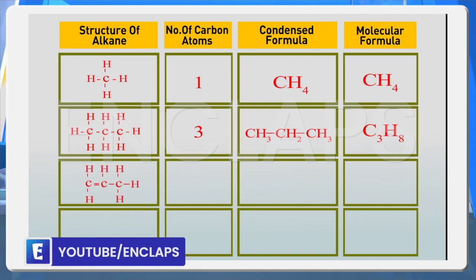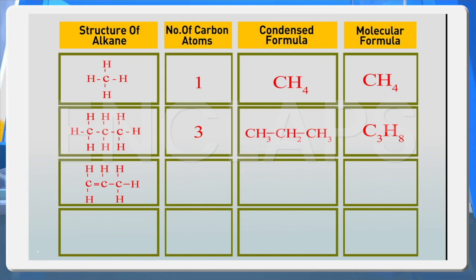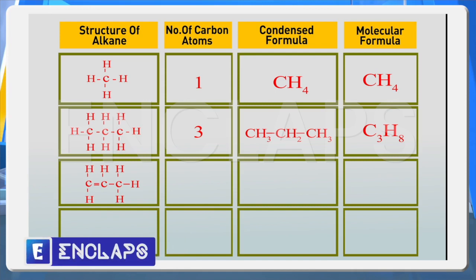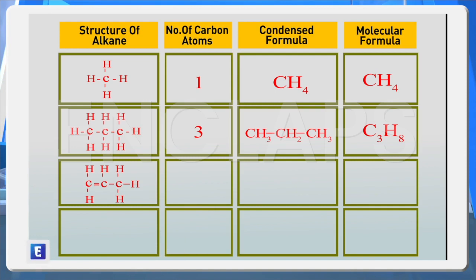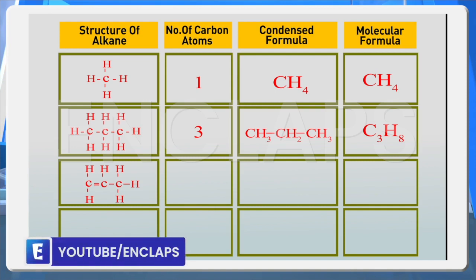Then there is a double bond between the next carbon atom. In that carbon atom, there is only 1 hydrogen atom. Then the third carbon atom, and there are 3 hydrogen in the third carbon atom. So total 3 carbon atoms. Then we are going to write the condensed formula.